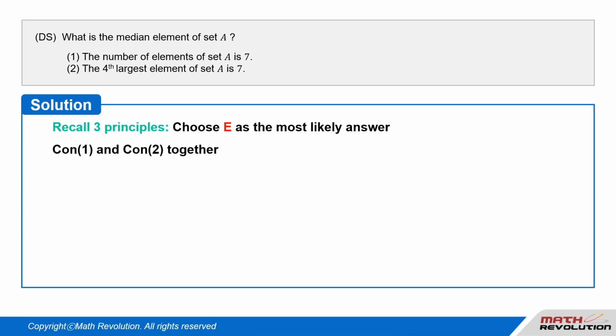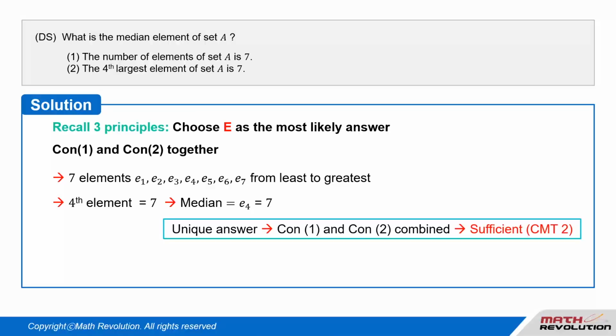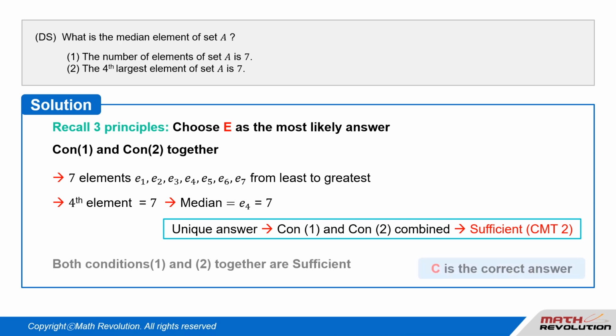Let's take a look at conditions 1 and 2 together. We are told that there are 7 elements, e1, e2, e3, e4, e5, e6, e7, which are listed from least to greatest, and that the fourth element is 7. That means the median here will be e4, which equals 7. The answer is unique, so the conditions combined are sufficient by CMT2, which means that the number of answers must be 1. Both conditions 1 and 2 together are sufficient, thus C is a correct answer.